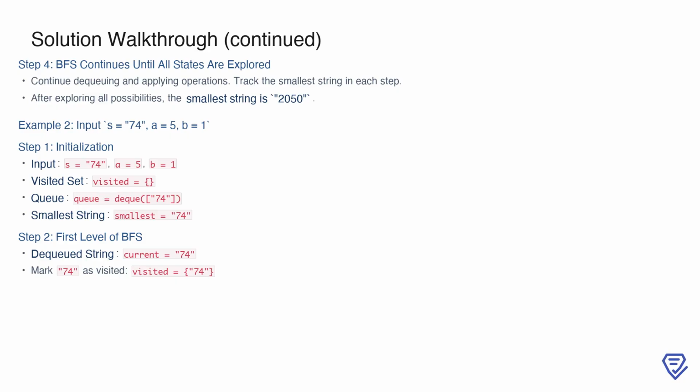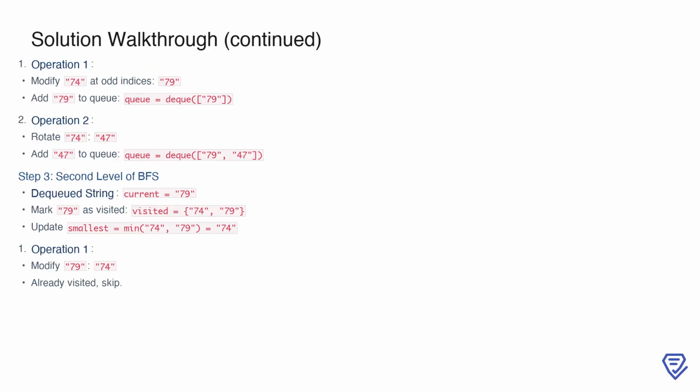We then proceed with the BFS process, starting by dequeuing 74 and marking it as visited. Here, applying operation 1 to 74 means adding A equals 5 to the digit at the odd index, which is index 1. This transforms 74 into 79, and we add 79 to the queue. Next, applying operation 2 rotates the string 74 by B equals 1 position, resulting in 47. This is also added to the queue.